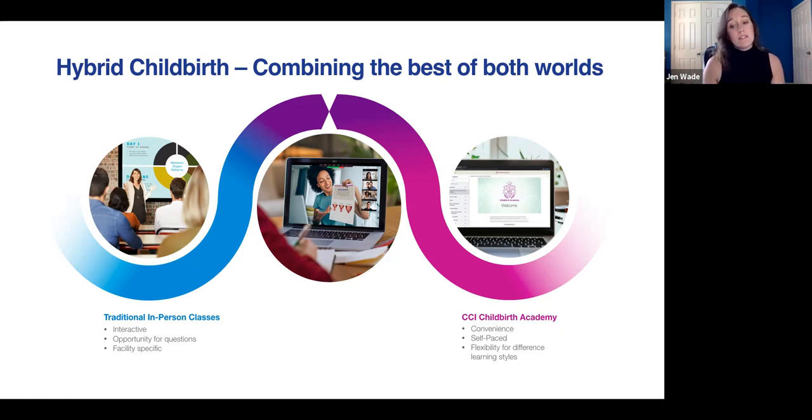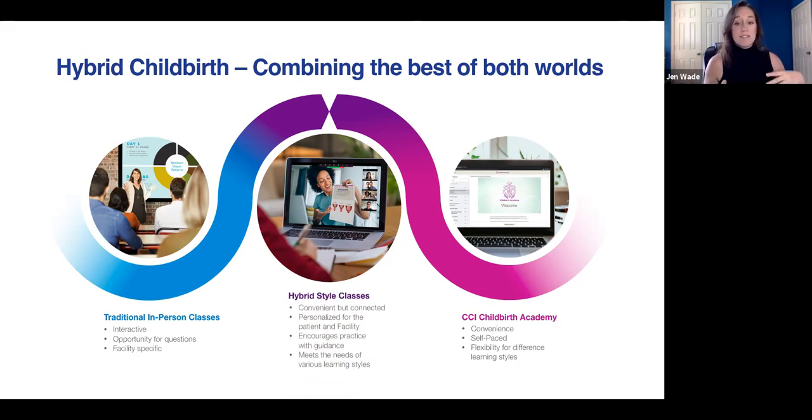And the benefits of the academy is it's convenient. So couples can view this information at their own time, in their own pace, or in their own space, and self-paced. So they can go through it very quickly. They can space it out. They can re-watch the whole thing over again if they want to. So there's a lot of flexibility for different learning styles. They can listen, they can watch, they can pause it, they can do some of the hands-on practice together. So there's benefits with both.